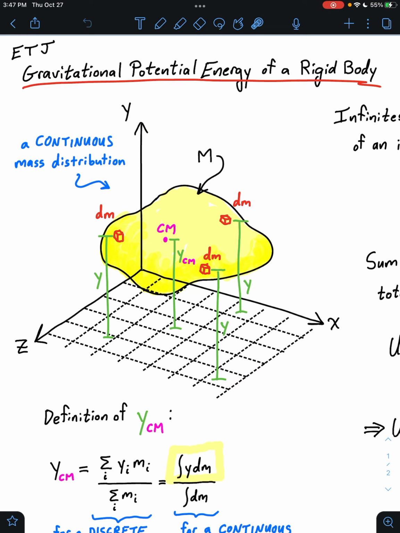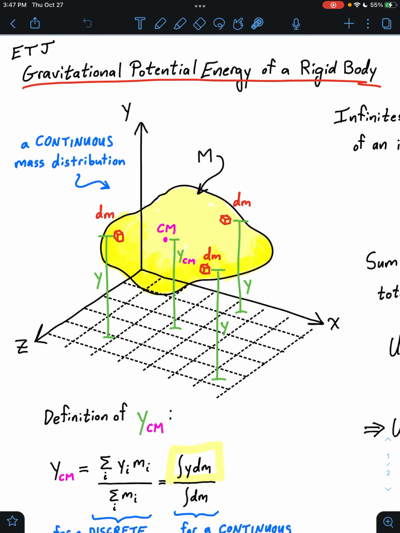Now, if the body was just a point mass, then we'd have a simple expression for its gravitational potential energy, just its mass times little g times the height of that point mass above or below our reference plane. But because it is a body, it has different parts of it at different heights above our reference plane. So how do we find the total gravitational potential energy if there's not just one unique value of y?